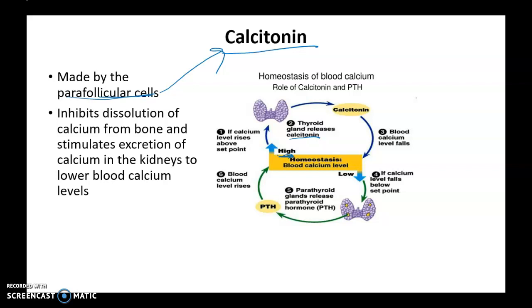Therefore, homeostasis is maintained. So one more time, calcitonin is released by the parafollicular cells in response to high blood calcium level. Calcitonin causes the bones to retain more calcium, and it also causes the kidneys to release calcium via urine. Both these mechanisms lower blood calcium level, which helps to bring things back to homeostasis.